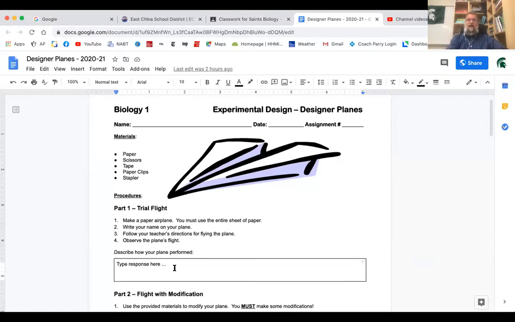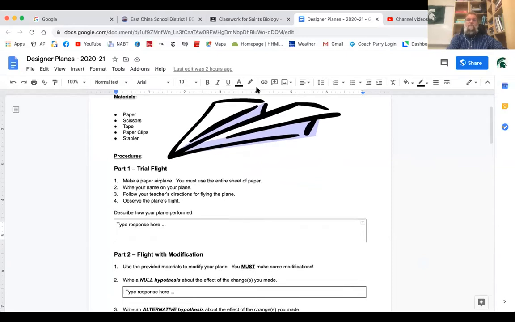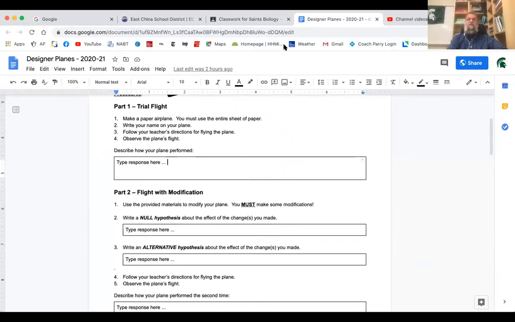Then students were asked to make a modification to that plane. So now that we knew the criteria, when they first made the plane, students didn't know what criteria they were going to be measured on. So the advantage now is you've tested your plane once and you now know what criteria you're being measured on, which is distance traveled. You need to make at least one modification or change to your plane.